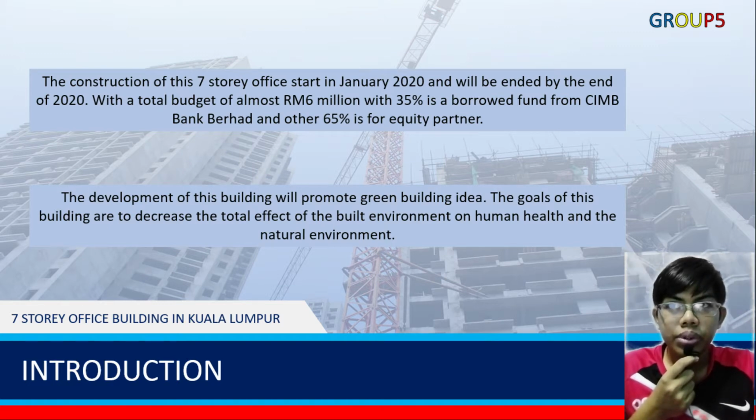I will present about our project, which is the 7-story office building in Kuala Lumpur. The construction will start in January 2020 and end at the end of 2020. The total budget of this project is almost 6 million ringgit, with 35% of the fund from CIMB Bank Berhad and the others from the equity partner.